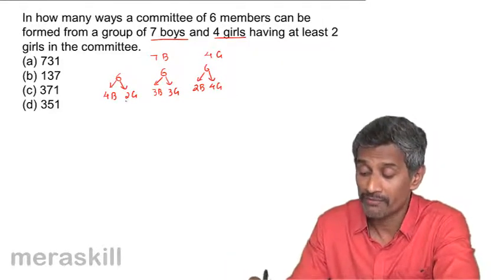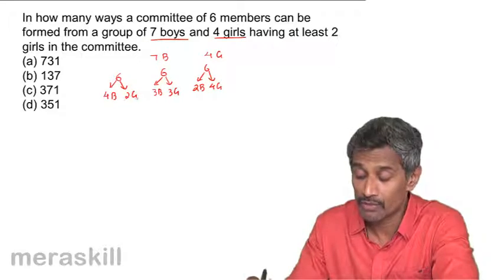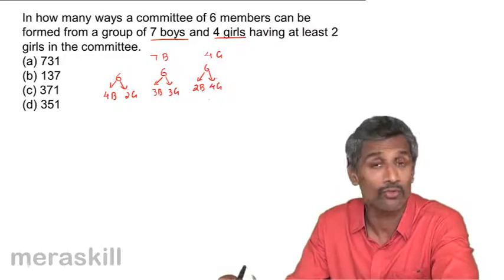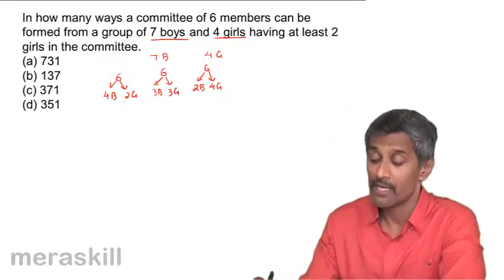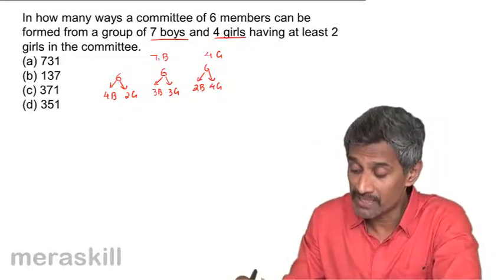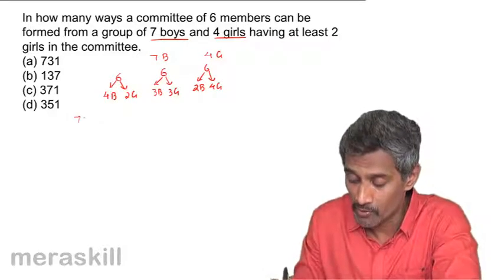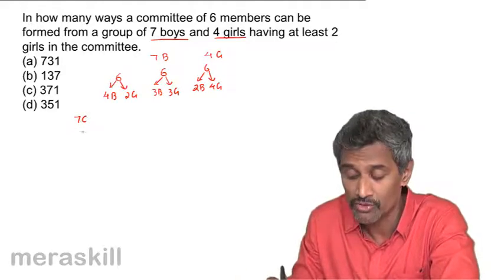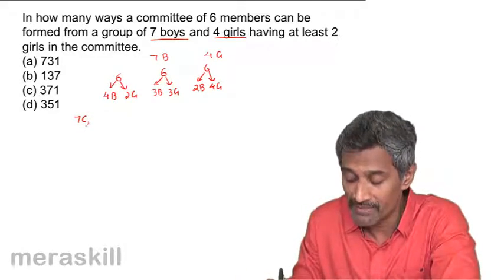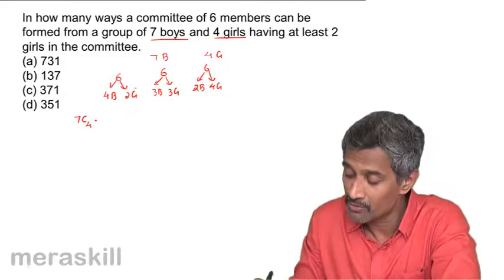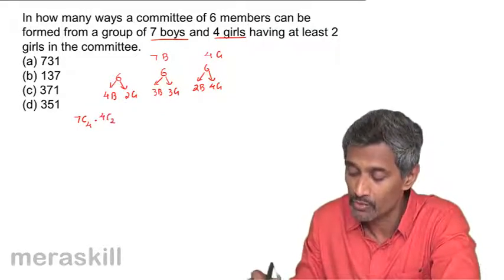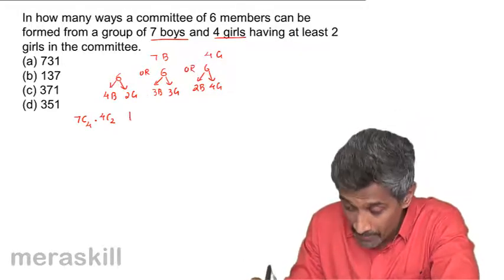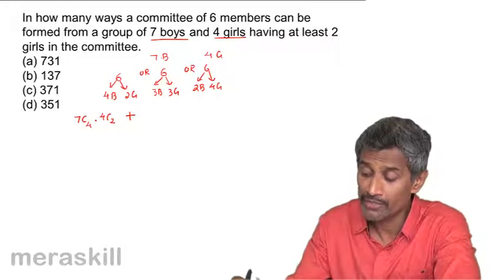So there are only 4 girls. There could be either 2 girls and 4 boys, or 3 girls and 3 boys, or 4 girls and 2 boys. We don't have any further possibilities. So now, what are the possibilities? 4 boys have to be chosen out of 7. It is choosing, not arrangement. If the question was arrangement, we would change it to 7P4. So it's going to be 7C4. And 2 girls have to be chosen out of 4. So it's 4C2. Plus 3 boys are chosen out of 7.